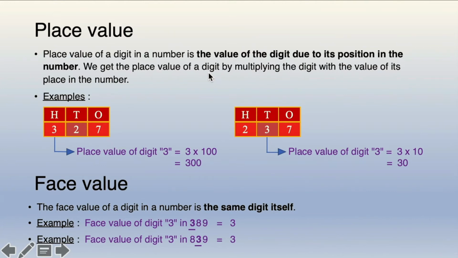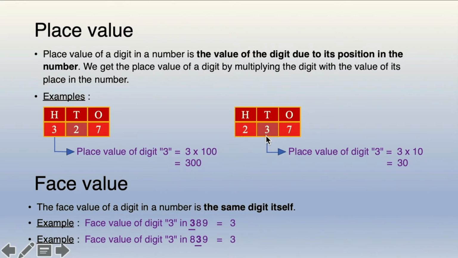Now, how do we get the place value of digit 3 in this number 327? So, we get the place value by multiplying the digit with the value of its place in the number. So, the digit is 3 and the value of its place in the number is 100 because 3 is at hundreds place. So, 3 multiplied by 100 is equals to 300. So, place value of digit 3 in this number is 300.